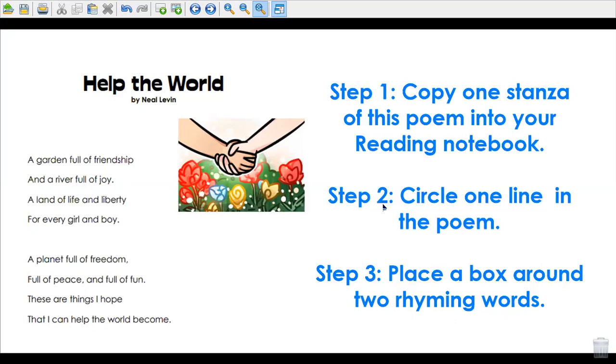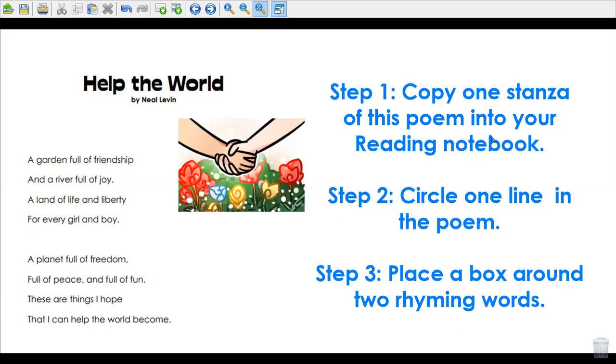go ahead and do step 2. In that stanza, circle one line in the poem. Choose any line you'd like and circle one line in your poem. Good job. Now, step 3. Let's see if you really know your vocabulary words. It says place a box around 2 rhyming words in your poem. So, place a box around 2 rhyming words. So really you're going to have 2 boxes. Box in 2 rhyming words.